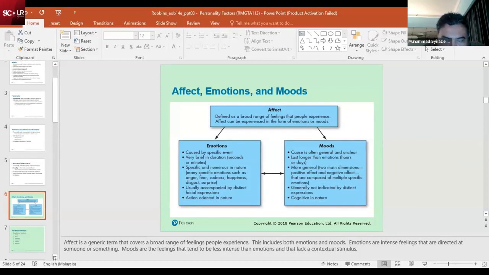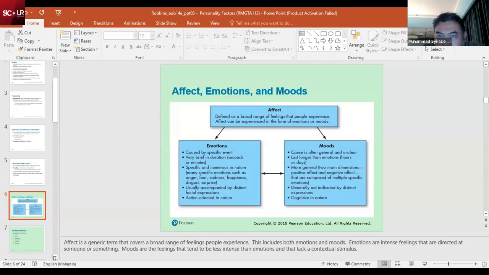Emotion is caused by a certain specific event, very brief in duration. Sometimes you react in a certain way, that's emotion, and it is specific and numerous in nature. For example, many specific emotions such as anger, fear, sadness, happiness, disgust, and surprise. This emotion is very brief, usually accompanied by facial expression or body language, and action oriented in nature.